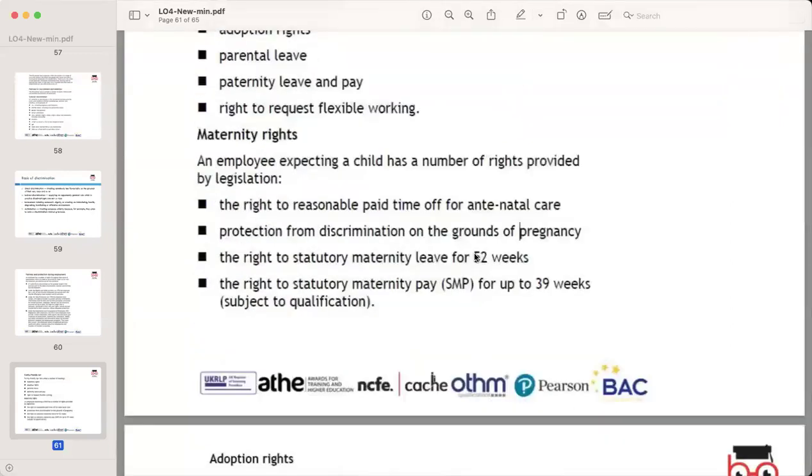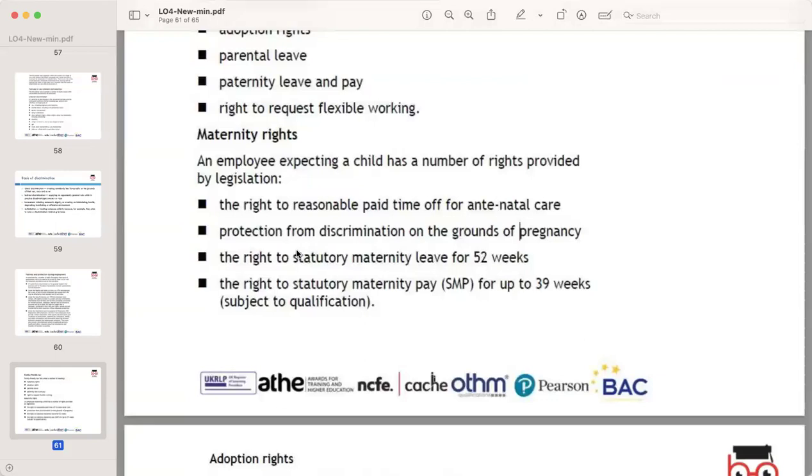Is it still 52 weeks? Can anybody tell me? I think they're working on it, or is it still 52 weeks maternity leave? Yes, I think it is. There is some discretion in company policies. That's why my question is, is there discretion? I think they can actually reduce it to 26 weeks, to six months.